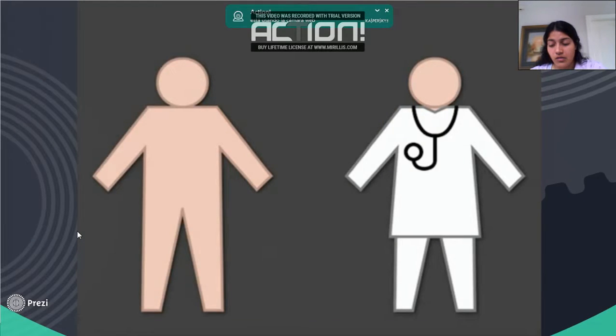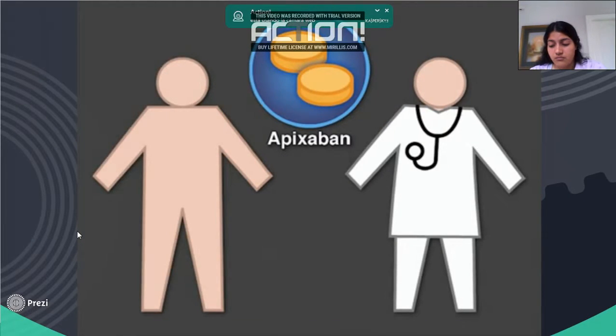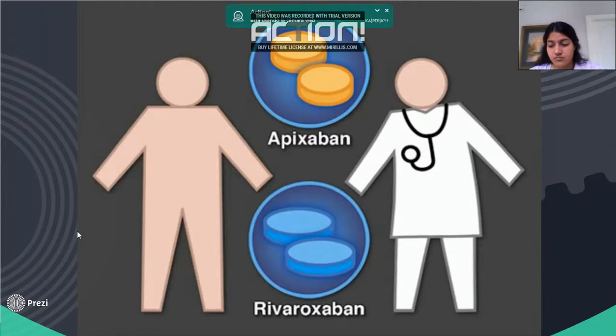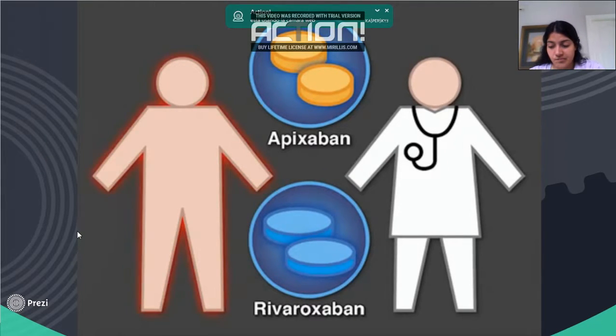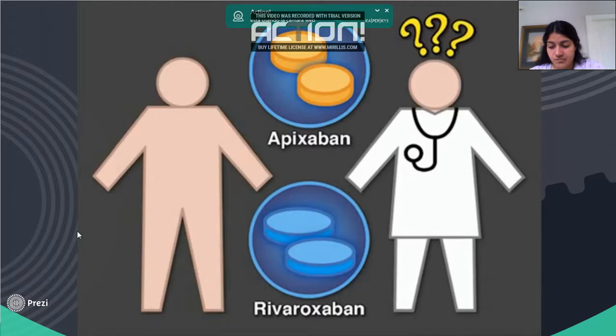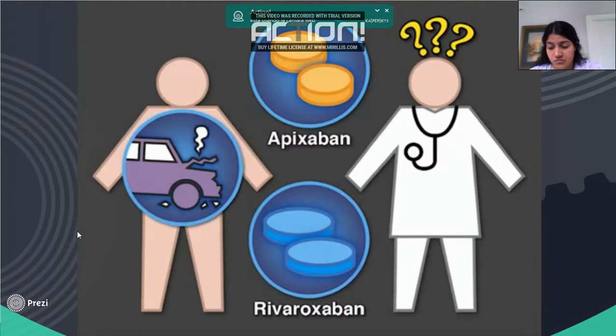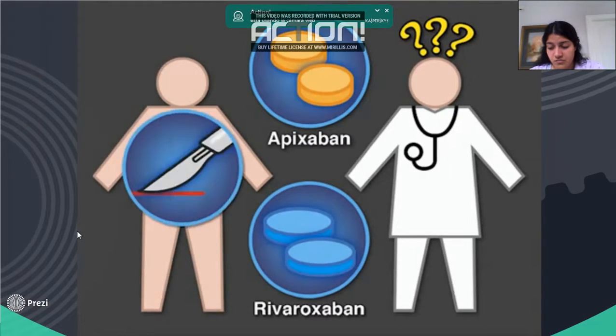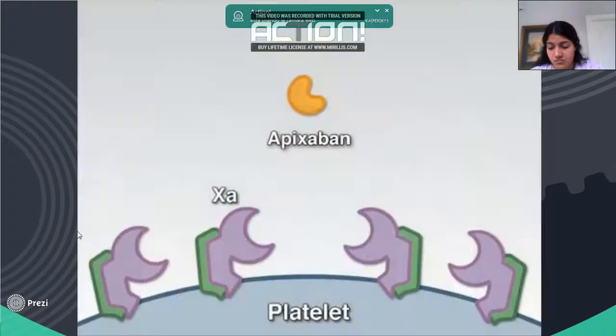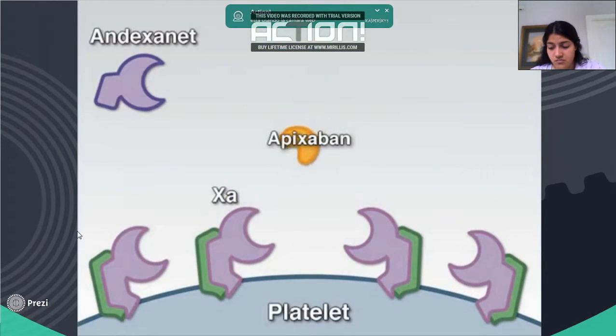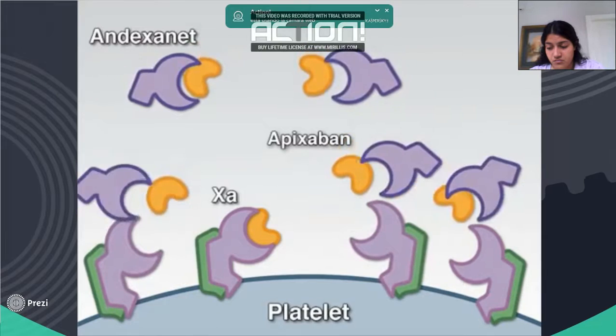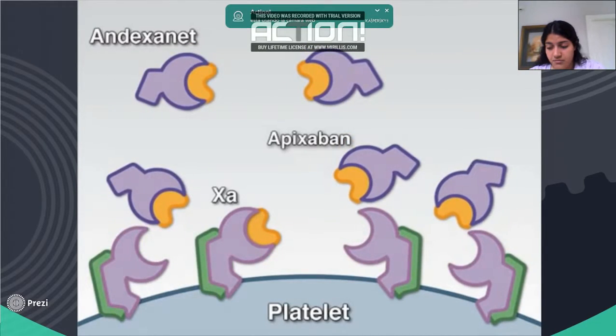Factor Xa inhibitors, such as apixaban and rivaroxaban, are convenient to take but can cause bleeding complications. Many physicians hesitate to use them because there's no easy way to reverse the effects of treatment in the event of an accident, internal bleeding, or surgical emergency. Andexanet is a fragment of factor Xa that was designed to rapidly reverse the anticoagulant effects of these inhibitors by preventing their binding to authentic factor Xa.